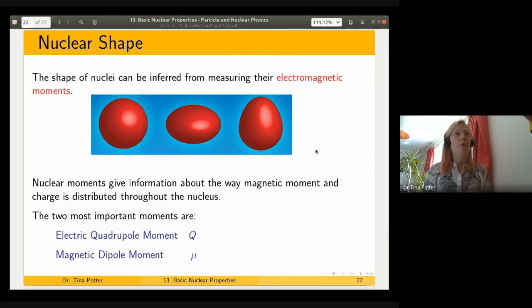Finally, what I'd like to discuss is nuclear shape. So, are nuclei spheres, or are they squashed or stretched in particular? Are they spheroids? Or, for example, are they even pear-shaped? Some of them are pear-shaped. It's quite interesting. And we can deduce this from their electromagnetic moments. By measuring these nuclear moments, we can tell how the magnetic moments and the charge are distributed throughout the nucleus. We've got to have a look at the electric quadrupole moment and the magnetic dipole moment.